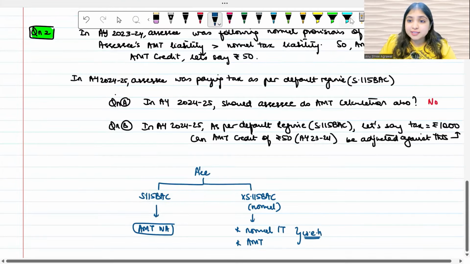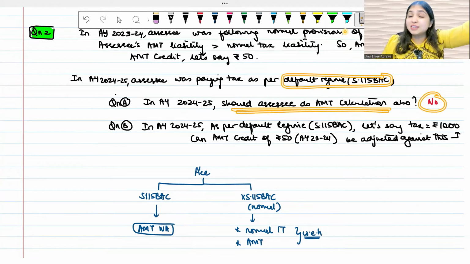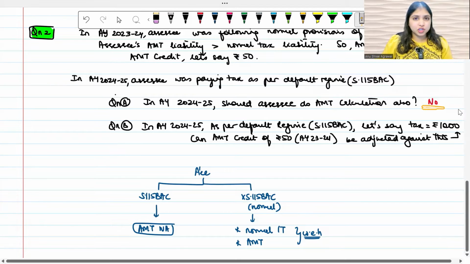Okay, so if the assessee is following 115BAC, should the assessee do AMT calculation also? If the assessee is following 115BAC, then AMT will not apply. AMT calculation will not come into the picture. Look at the second part now.